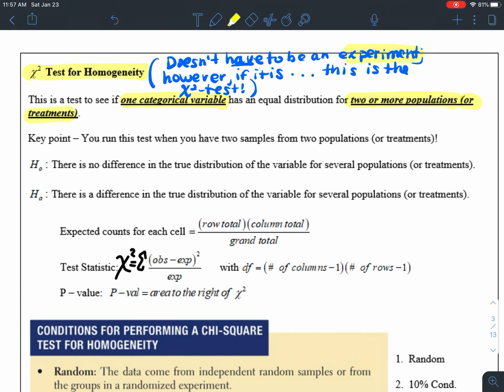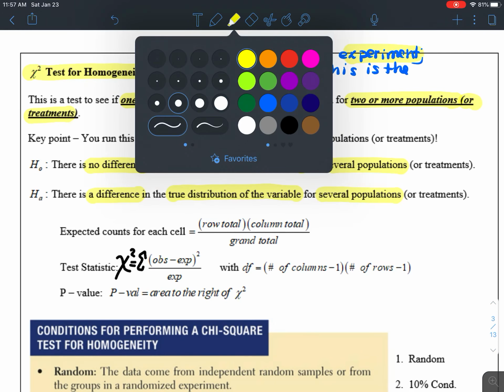Okay, our null hypothesis is suggesting, look, there is no difference between the true distribution of the variable across these several populations, versus looking for convincing evidence in favor of the alternative hypothesis, which is that there is a difference in the true distribution of the variable across these several populations.